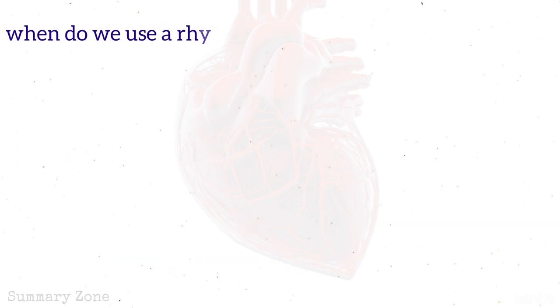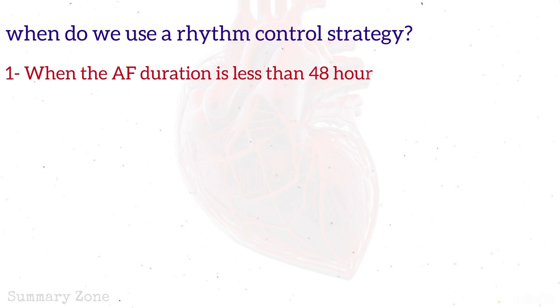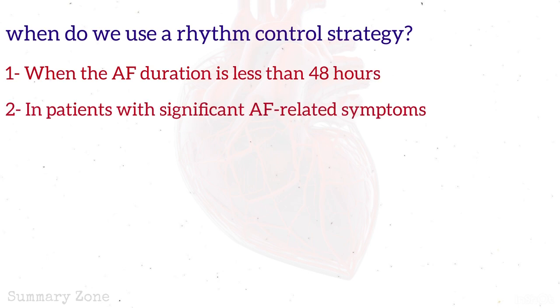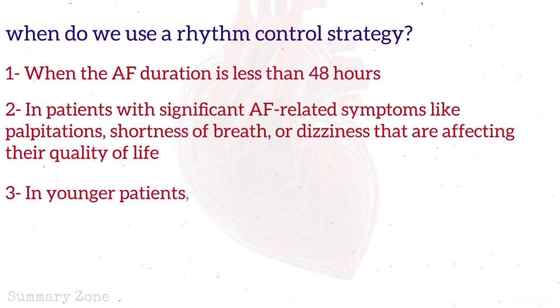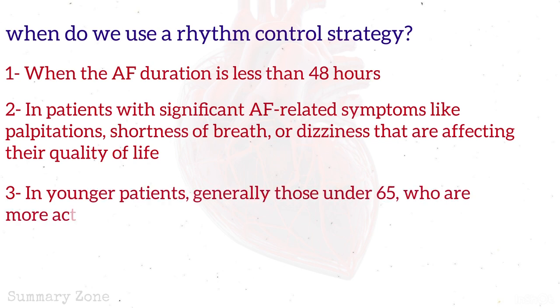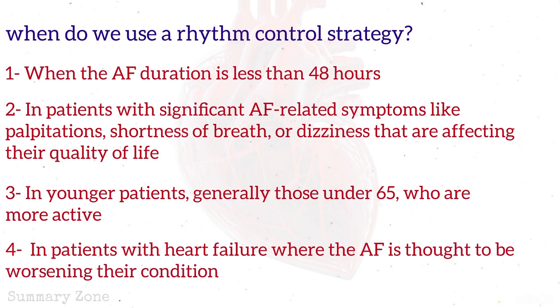This brings us to the next logical question. When do we use a rhythm control strategy? When the AF duration is less than 48 hours. In patients with significant AF-related symptoms like palpitations, shortness of breath, or dizziness that are affecting their quality of life. In younger patients, generally those under 65 who are more active, and critically, in patients with heart failure where the AF is thought to be worsening their condition.